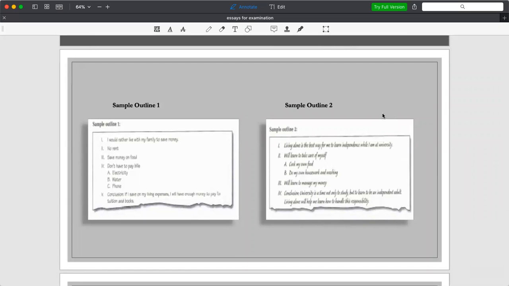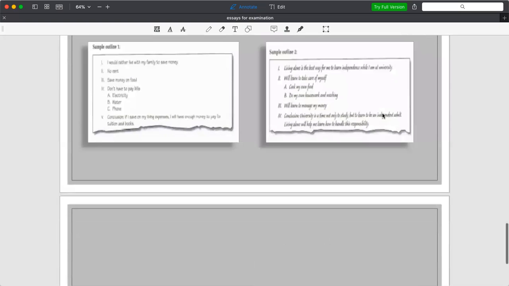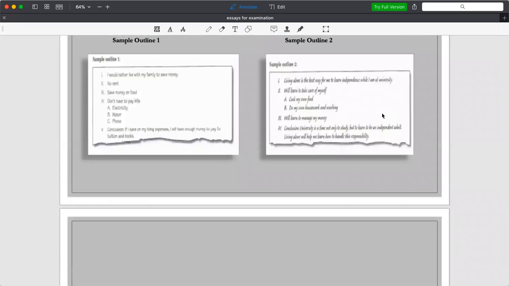In sample outline one: I would rather live with my family to save money. No rent, save money on food, don't have to pay the bills, for example electricity, water, phone. So the conclusion: if I save on my living expenses, I will have enough money to pay the tuition and books. And sample outline two.